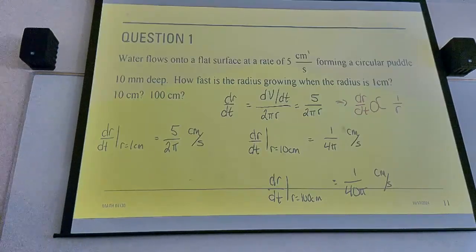That doesn't mean we want to simplify our answer down to just 1 over r, right? Now, remember what proportionality means. Two values are proportional if one's a scalar multiple of the other. So in the case of dr/dt being proportional to 1 over r, that means dr/dt is some constant times 1 over r. And in this case, that constant is 5 over 2 pi.